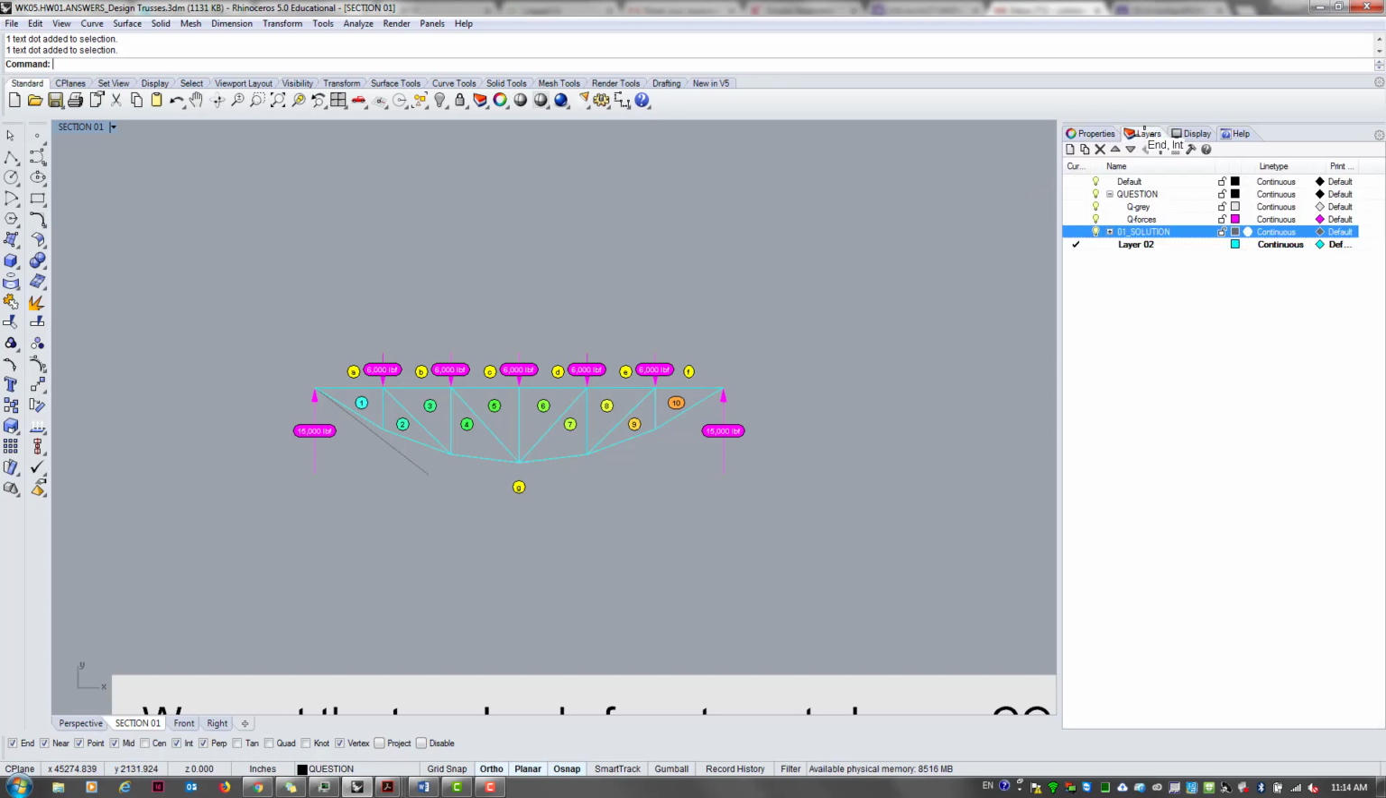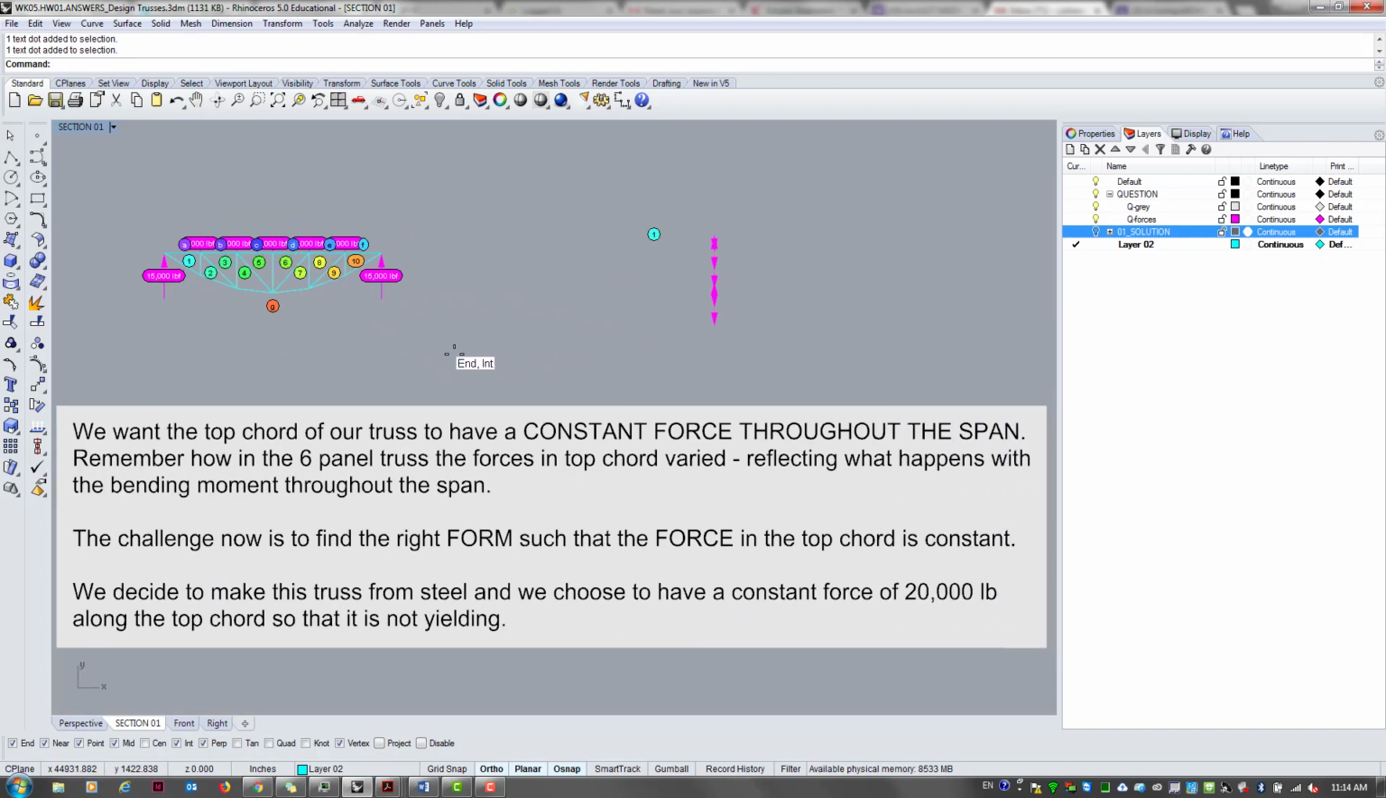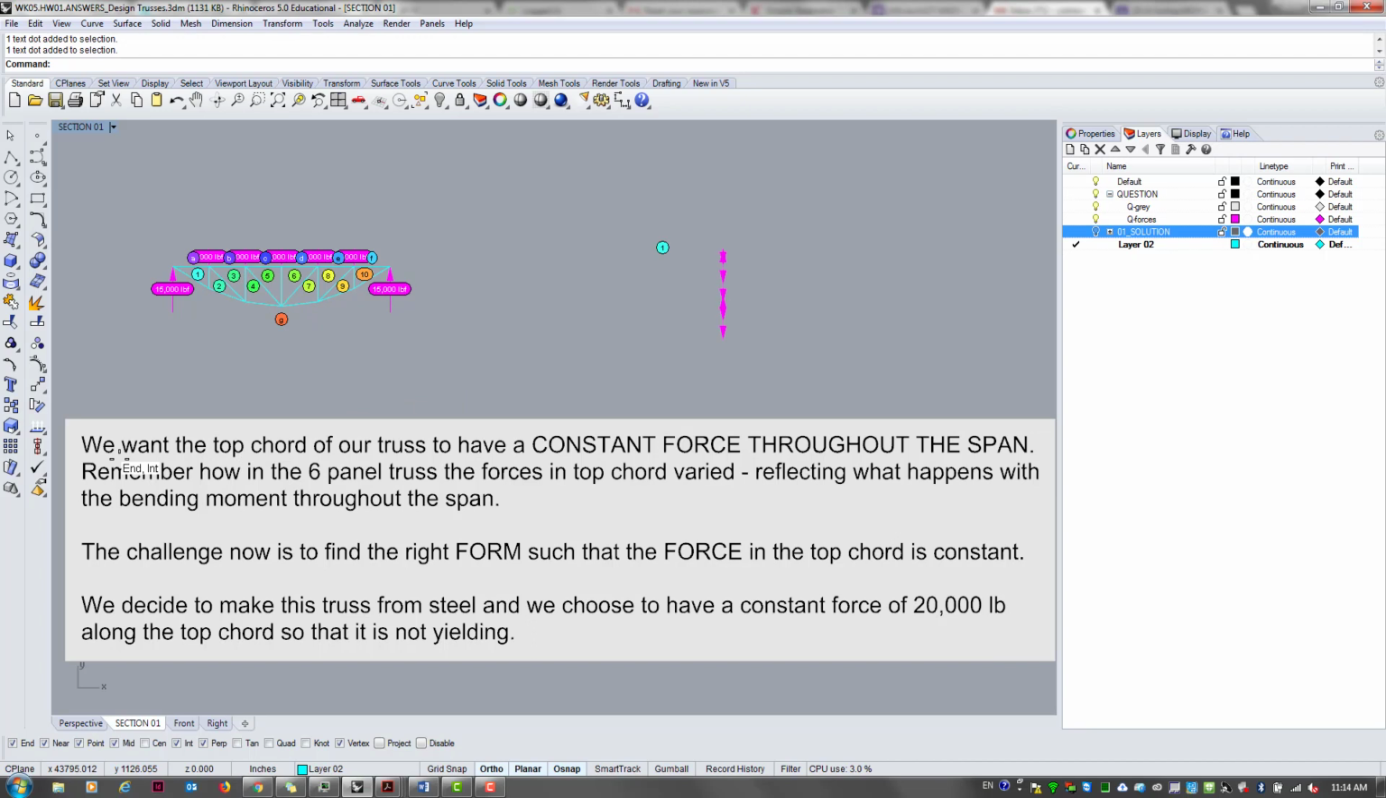So I'm assuming, right? So basically that's the truss. We more or less know the geometry of the truss. What we don't know is how deep these angles are, correct or not. And what I'm asking with this question is, again, we want the top chord of our truss to have a constant force throughout the span. So we want A1, B3, C5, D6, E8, F10, all of that to be constant force.